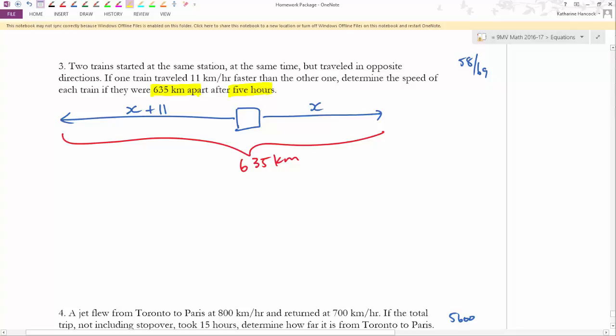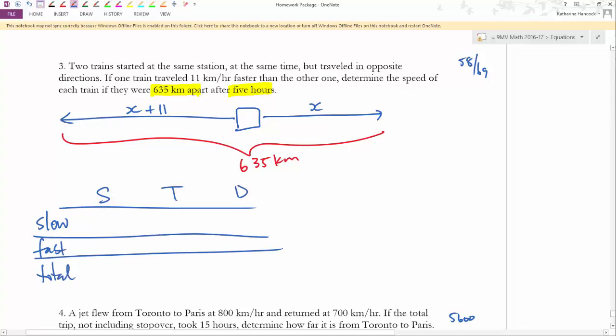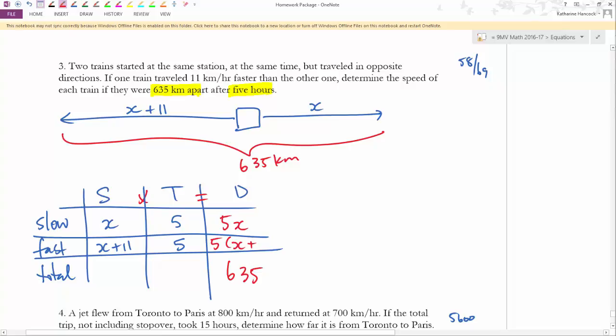So after 5 hours, if I make my STD table, I've got the slow train, the fast train, and then total. The speed of the slow train is x, speed of the fast train is x plus 11. Time, well, they told us that one. It was 5 hours, and it's going to be 5 hours for both of them, which is nice. Distance, well, I'm going to do that multiplying thing. I know my total distance is 635. But this one's going to be 5x, and this one's going to be 5 times x plus 11.